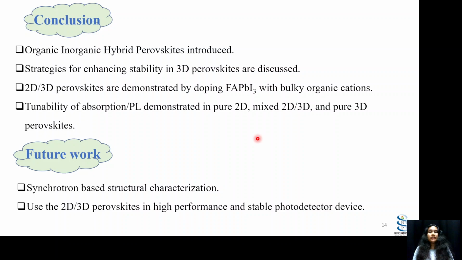In the future, I'm going to further characterize these samples in a synchrotron facility, and after enough studies, I intend to use these 2D mixed 3D perovskites in fabricating a photodetector device aimed at high performance with augmented stability.